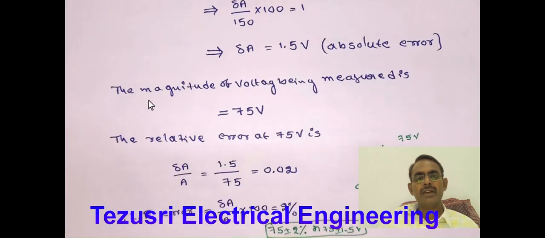Now the question requires the magnitude of voltage being measured, which is 75 volts. At this 75 volts, what is the percentage of limiting error? We need the relative error at 75 volts, which is absolute error by 75, equal to 0.02. It is the relative error.